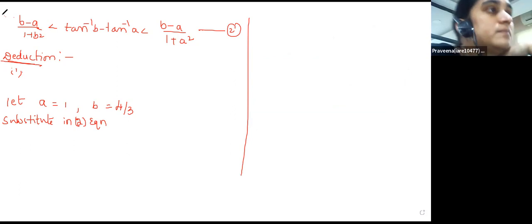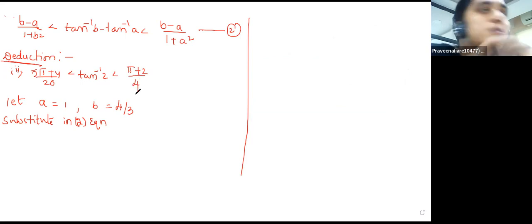Second question. Okay, from that, 5 plus 4 by 20 less than tan inverse 2 less than 5 plus 2 by 4. Okay, this is the second question.